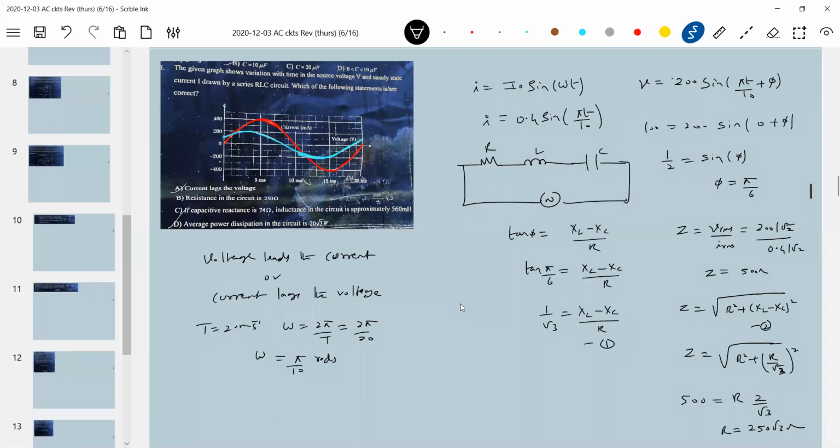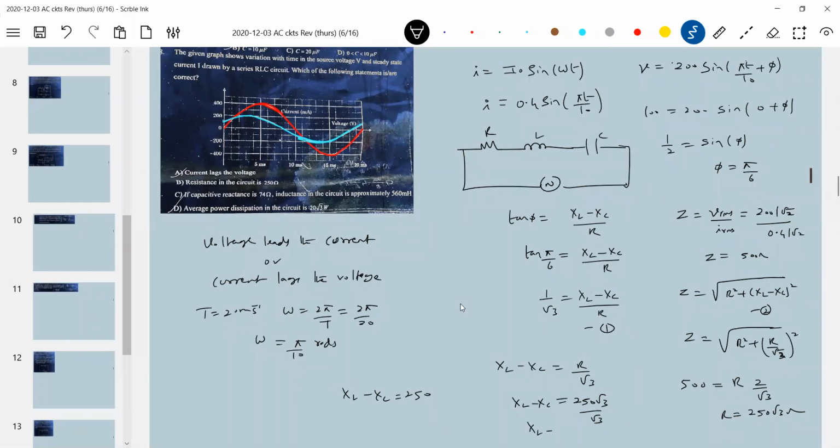Then substitute that value here. Check for the relationship: if XL equals this much, L is equal to this, capacitive reactance, how much inductive reactance? So this XL minus XC is equal to 250. So we can get some conditions that are given. And then what about average power? Can we say anything about average power?